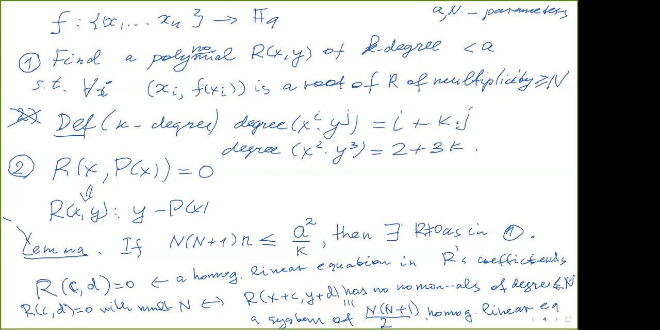For example, if n is 1, we obtain only 1. We require that the constant term vanishes. If n is 2, we obtain 3. So we require that the constant term vanishes and also x and y. So we have 3 equations. So in general, n times (n plus 1) over 2.